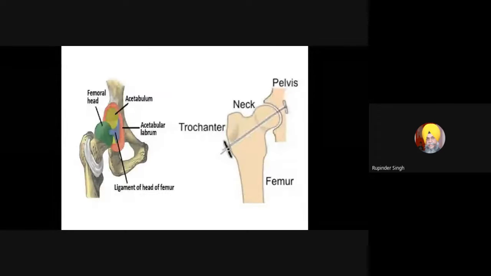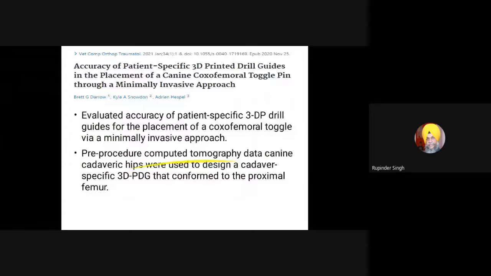We examine the femur head. Then we find the place from where the drilling should be done so that this type of assembly can be placed. Okay, but this paper highlights that if we use the DICOM images of the patient, we can plan using virtual models or actual models. We can plan it nicely, with some patient specific drill guides.